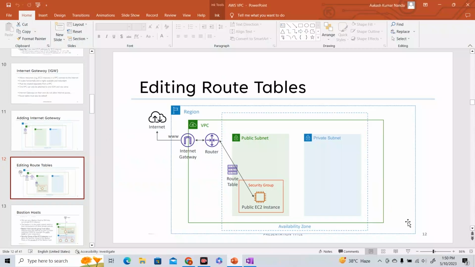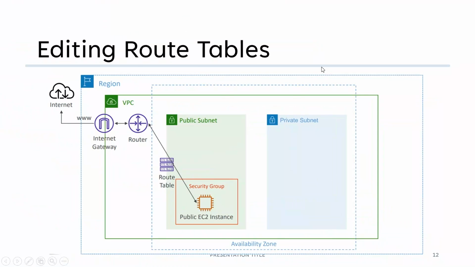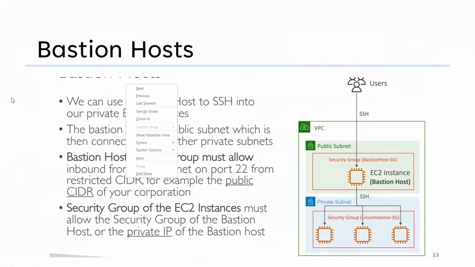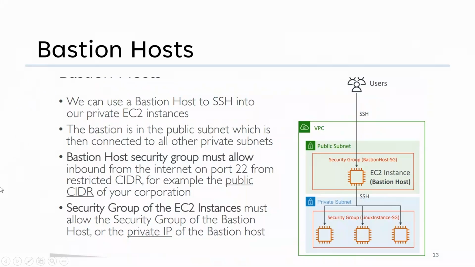So we edited a route table. That is the second step we have done, and we added the internet gateway. Let us move on and let us talk about Bastion hosts. So what is a Bastion host?